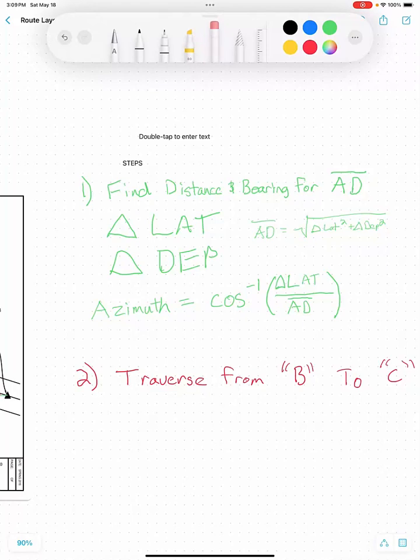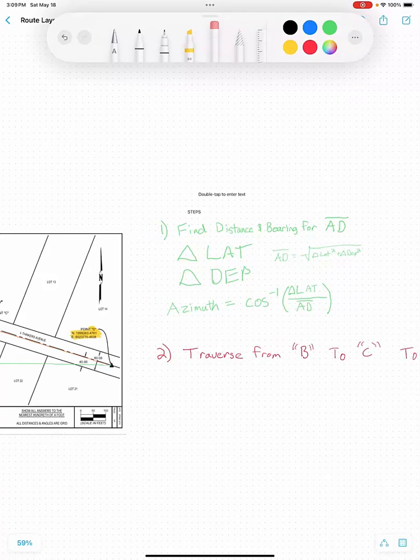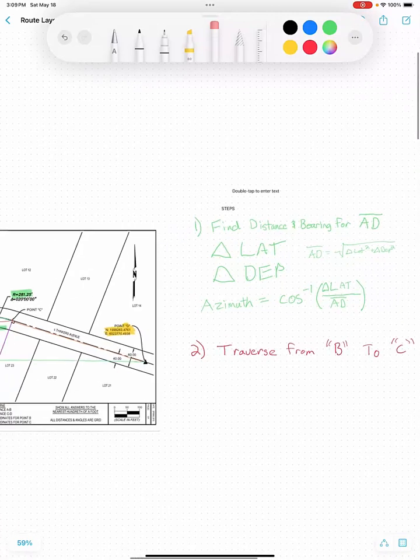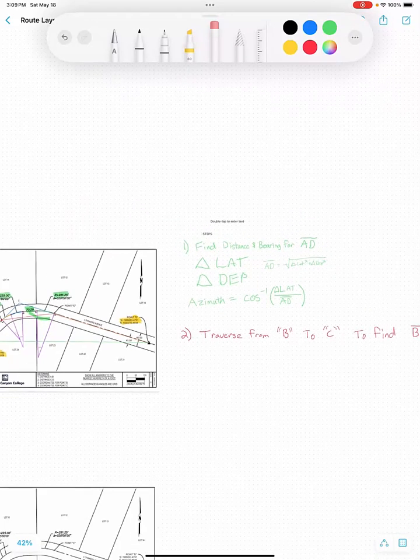And then the azimuth will be cosine to the -1 of the change in the latitude over that distance. Again, those are just our standard departure calculations for coordinates. So with that, that takes us to step two.